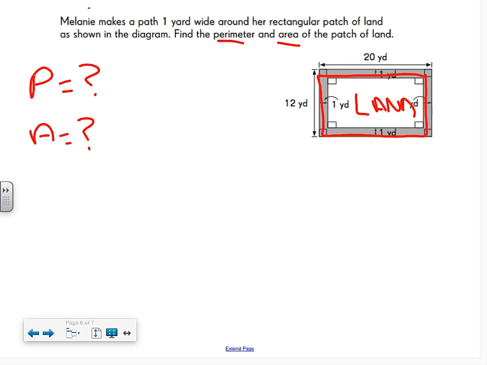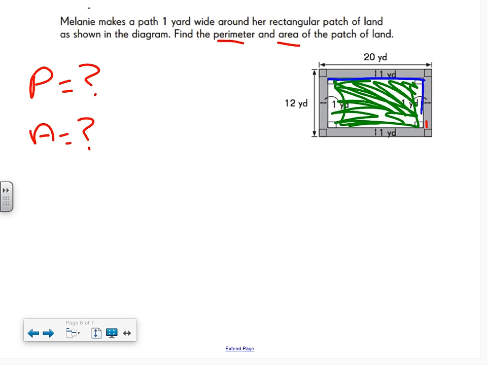Of the patch of land, you know what I'm going to do? I'm going to color my land green, because I have to find the area and the perimeter of all of this. I don't really care about the path. I just have to figure out the length and the width of that patch of land. If this whole line is 20, and this is a 1, and this is a 1, I need to get rid of it. 20, 19, 18. The length is 18.